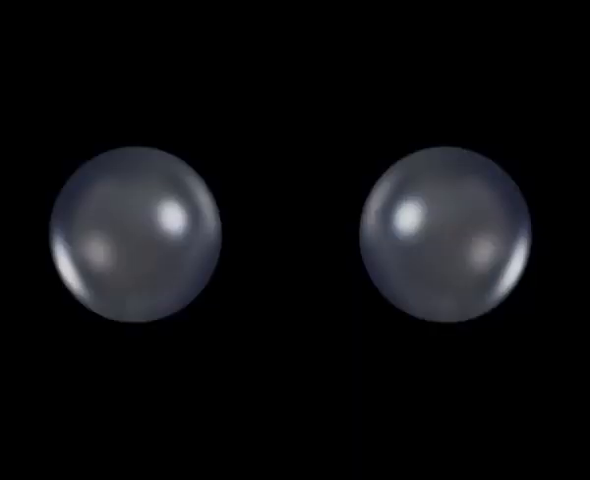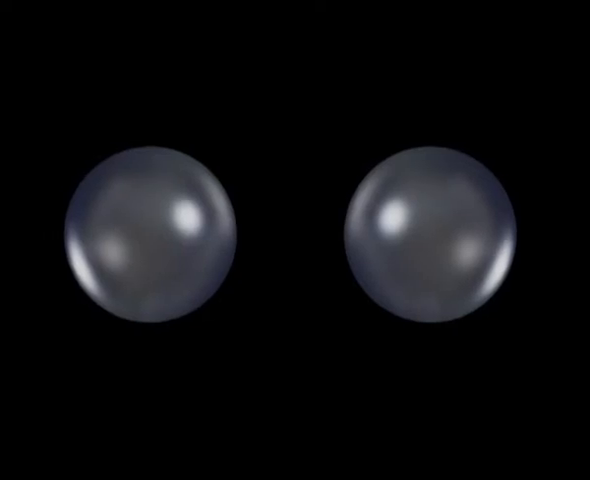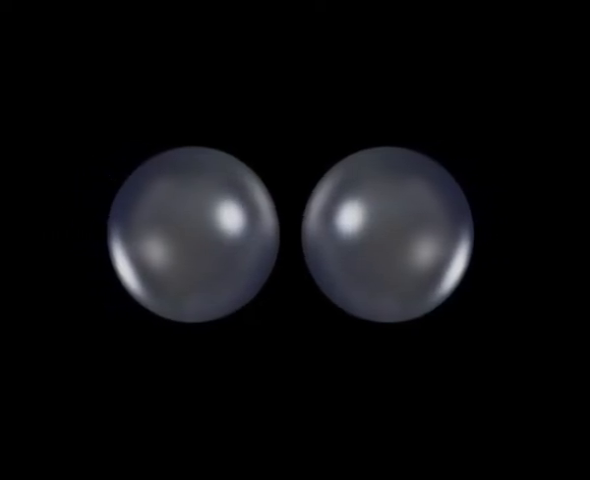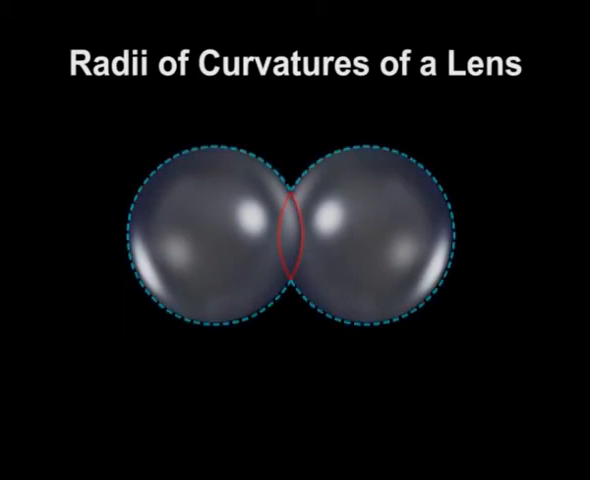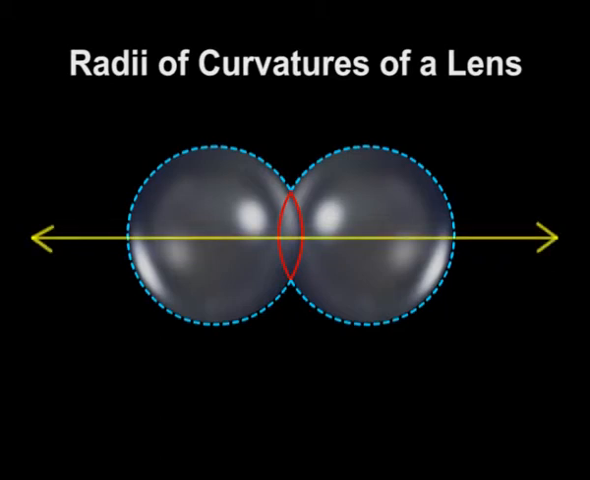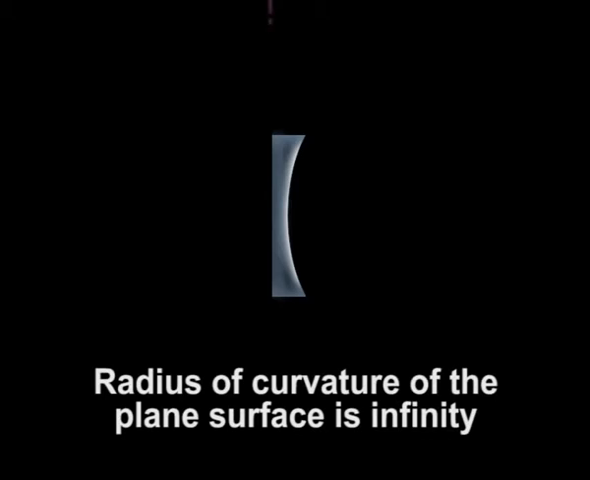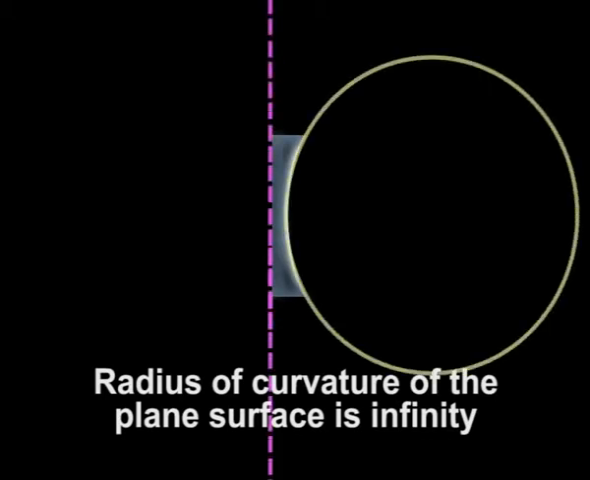Let us have a look at some important terms related to lenses. First is radii of curvatures of a lens. We know that a lens is bounded by two surfaces. The radii of the two spheres of which the two surfaces of the lens form a part are called the radii of curvatures of a lens. However, if one of the two surfaces is plane, then the radius of curvature of the plane surface is infinity.